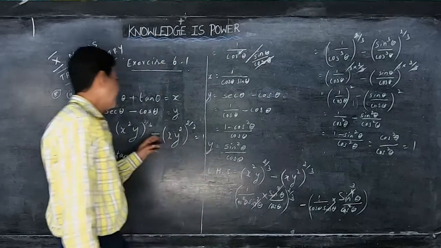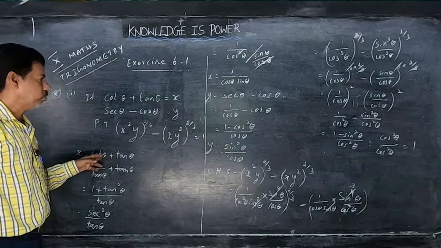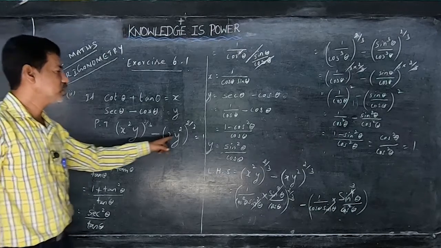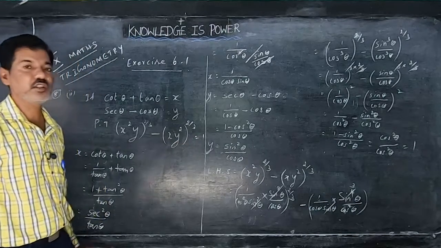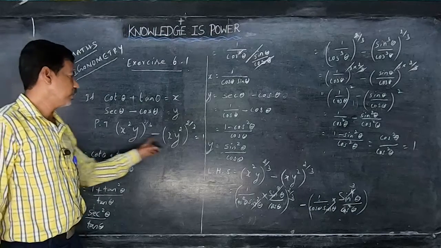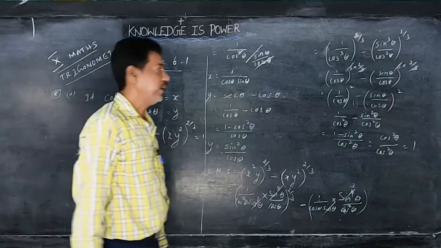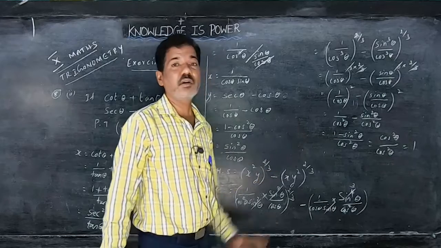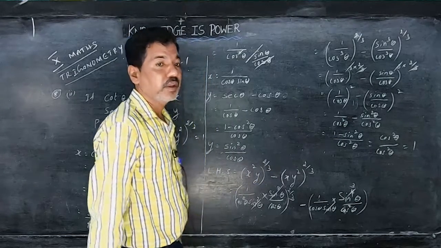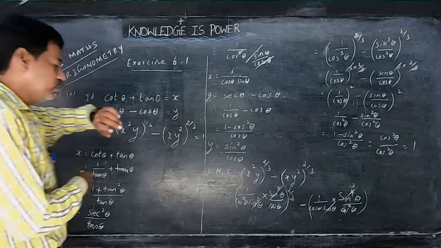So now I have proved the right hand side. This one is equal to 1. So we have proved it. This is a lengthy sum, one of the 5 mark sums. So again I repeat that. Listen carefully.